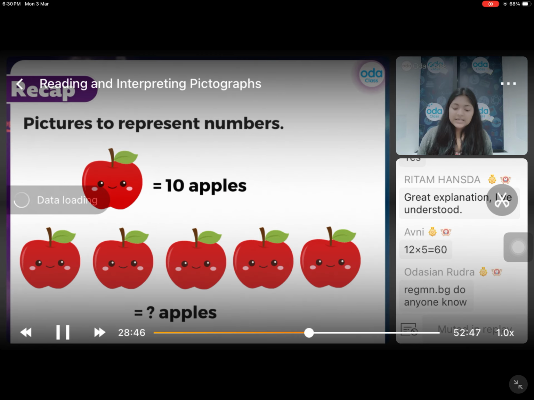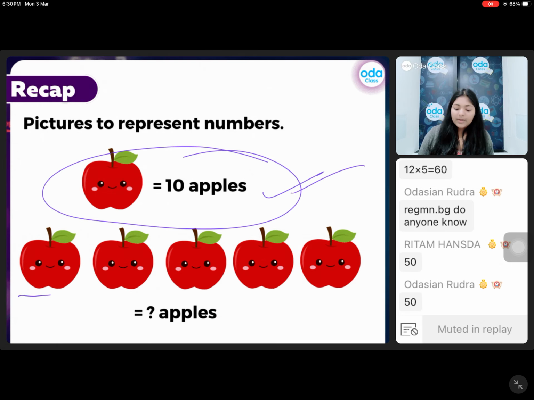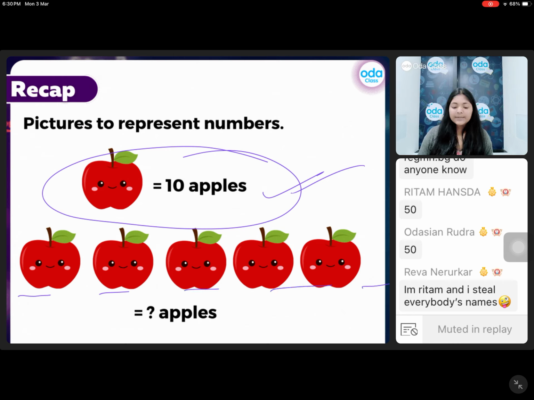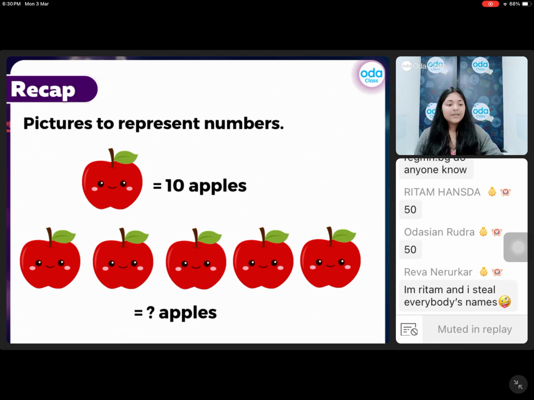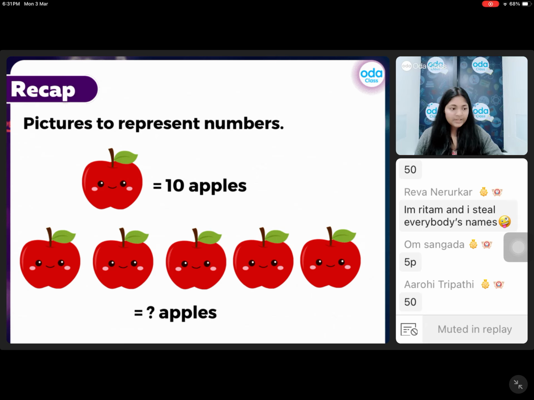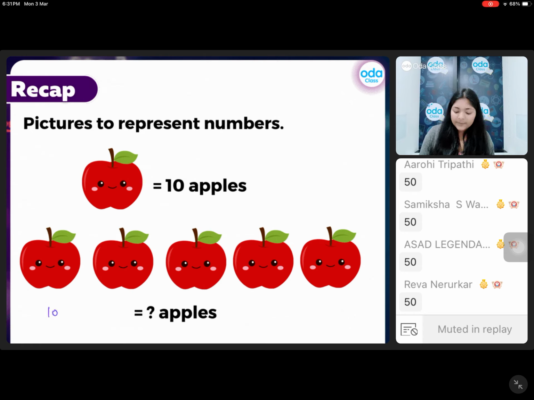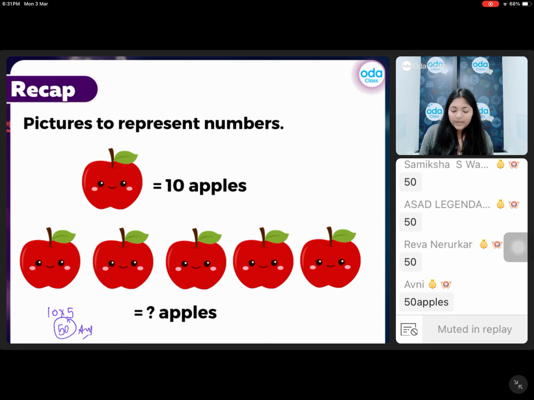Everyone should have learned till now what a pictograph is. I have told you the basics of pictograph. We'll move forward now. If 1 apple is representing 10, what is the value of 5 apples? Quickly let me know. So simple. It's 10, 10, 10, 10, 10, so I'll simply multiply 10 with 5. I'll get 50. Okay.